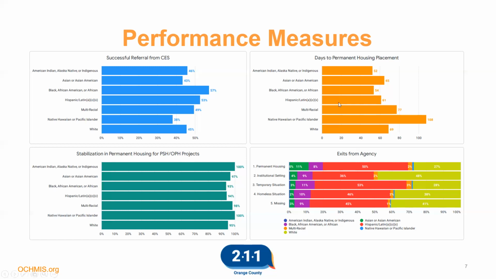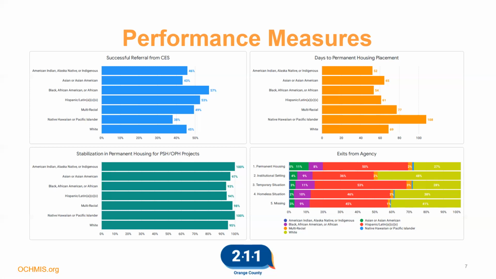Also, in this exits from agency look, you can see Hispanic clients are more likely to exit to permanent housing or temporary situations, while Asian clients are more likely to exit to permanent housing, and white clients are more likely to exit to institutional settings.